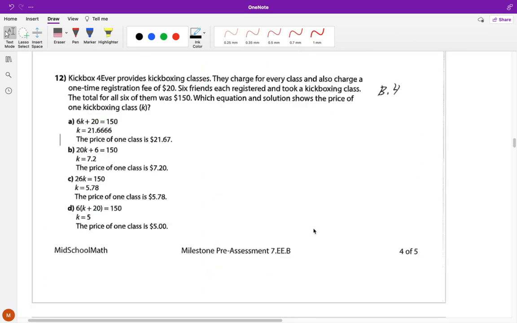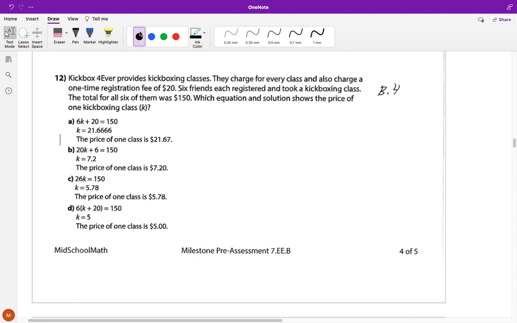So for this one, I think that this wording is a little bit unclear, so I'll make sure that it is worded a little bit clearer. But Kickbox Forever provides kickboxing classes. They charge for every class and also charge a one-time registration fee of $20. That one-time registration fee is to each person. So every single person is going to have to pay that registration fee.